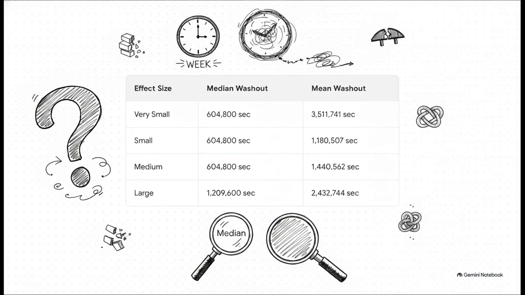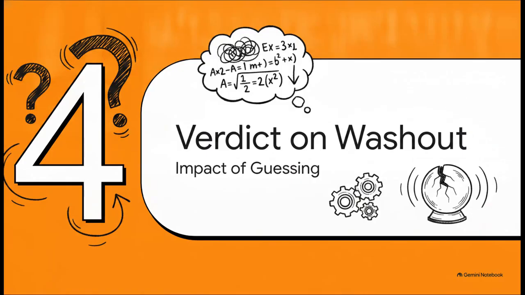You can see that for very small and medium effect sizes, the median washout period was exactly 1 week. But look at the mean washouts. The averages just range wildly into the millions of seconds. Washout times across the literature ranged from literally just 60 seconds all the way up to over a year. The data starkly reveals that in psychology, researchers are basically throwing darts at a calendar. They use a week, or a day, or 10 minutes, and they rarely ever test if the carryover effect is actually gone.